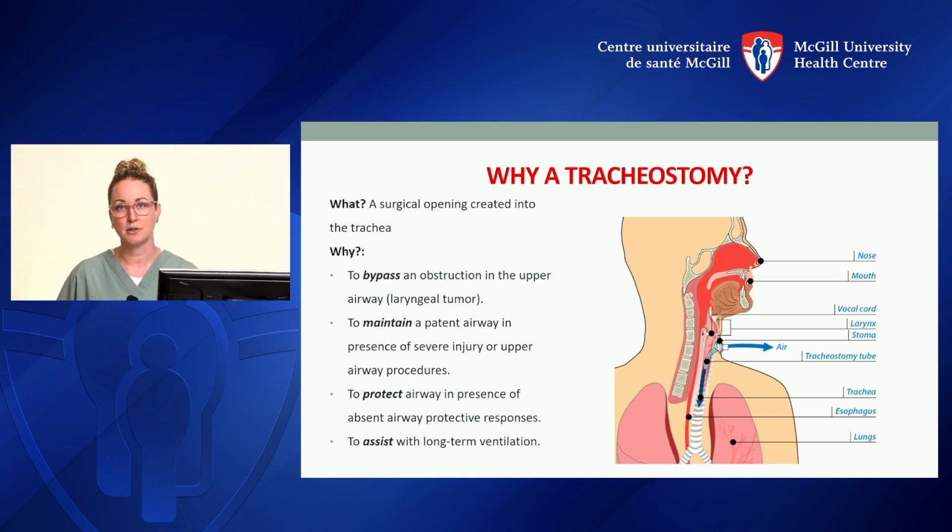The third reason why you could have a tracheostomy is to protect the airway in presence of absent airway protective responses. So this you can see if there's a bilateral vocal cord paralysis, an inability for someone to cough adequately or swallow adequately to clear their secretions to maintain a patent upper airway. And finally, it's to assist with long-term ventilation. So this could be due to pulmonary disease, congenital heart disease, or neurological neuromuscular diseases.